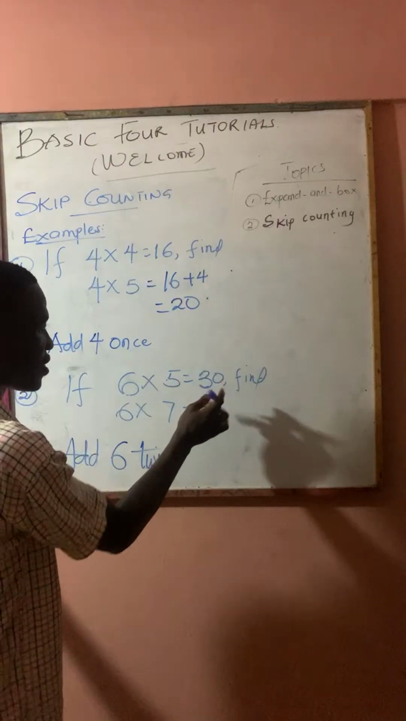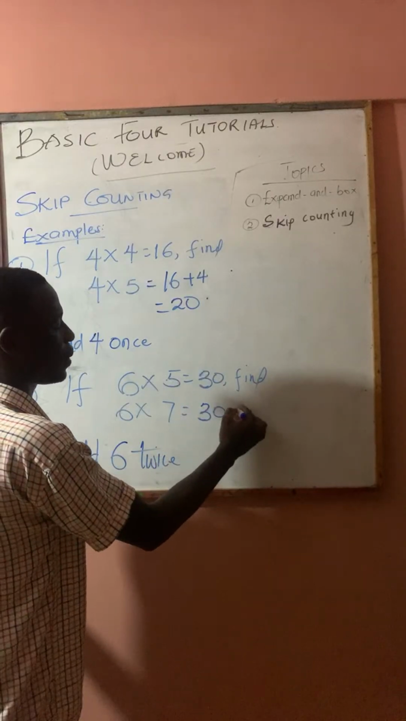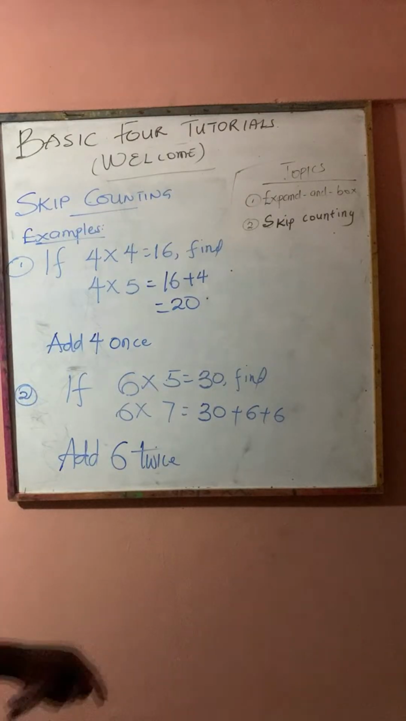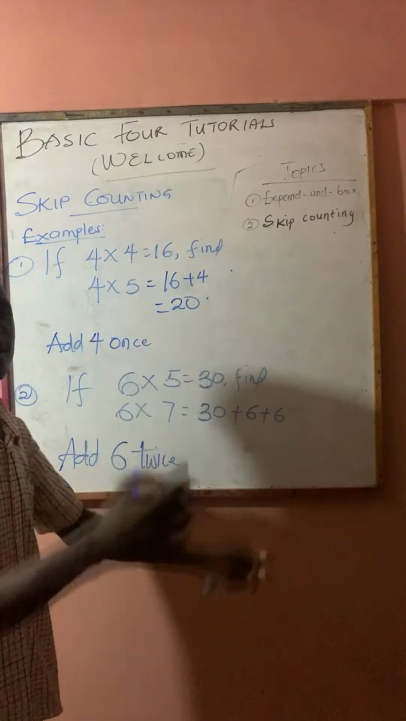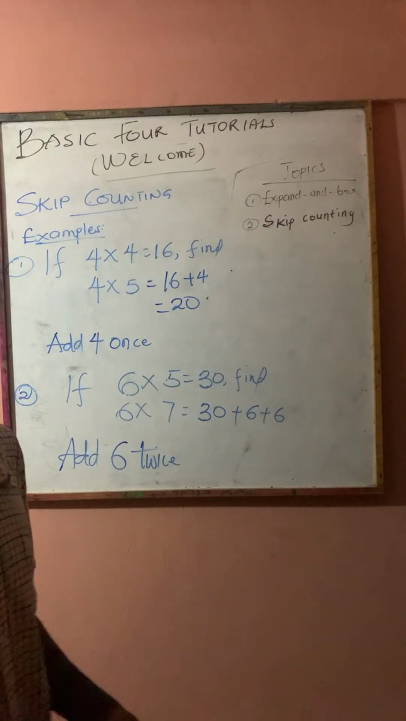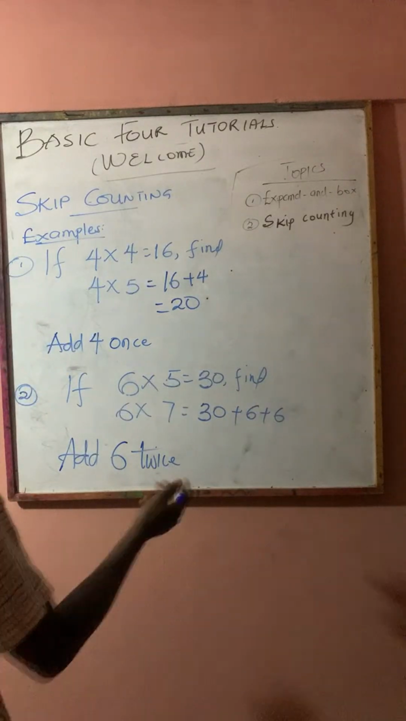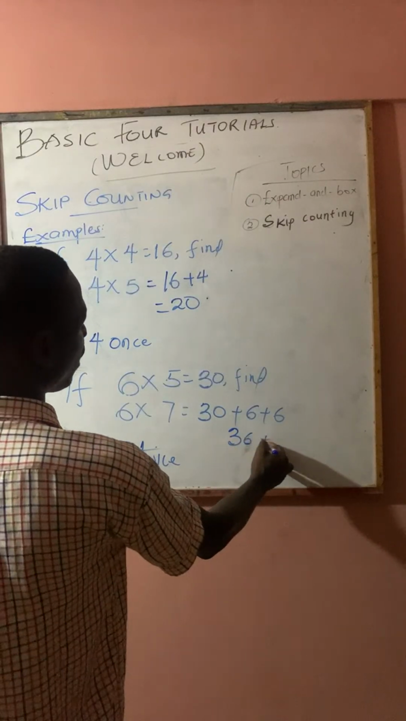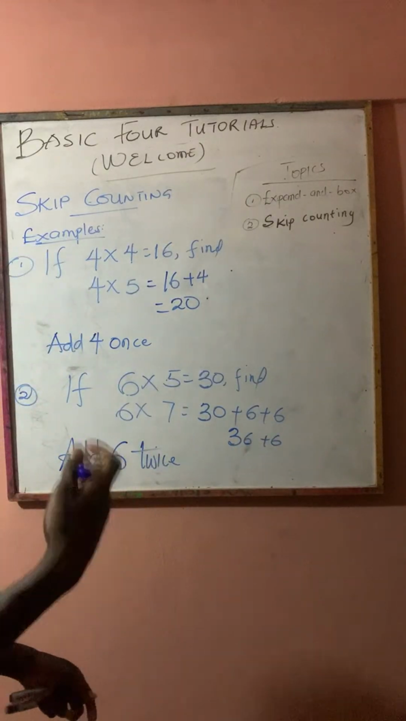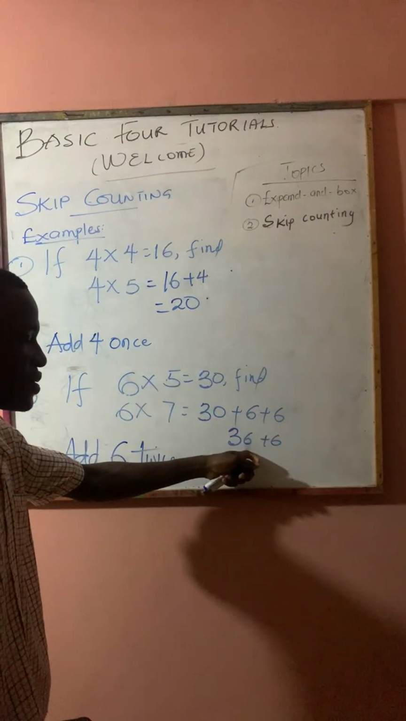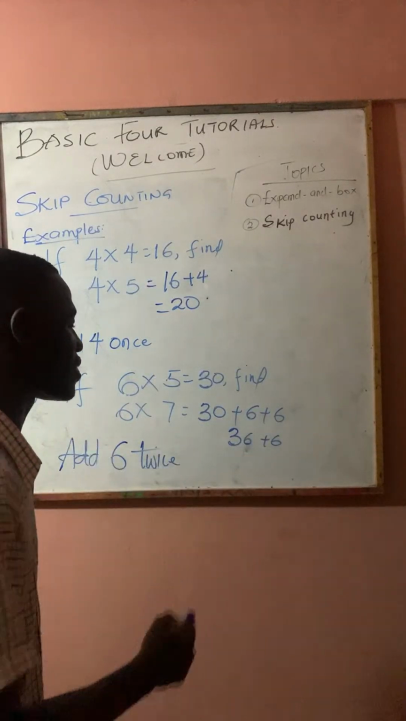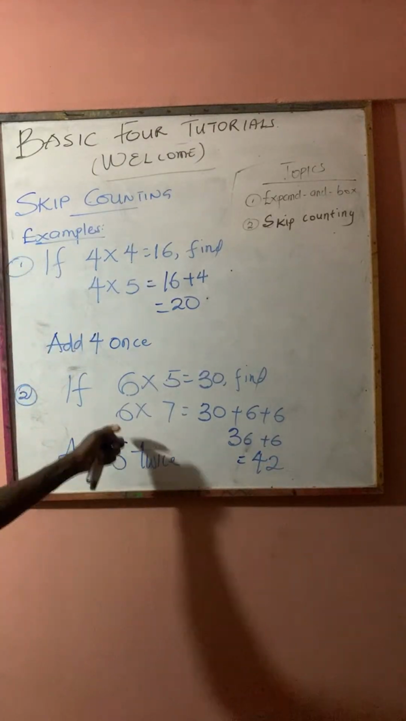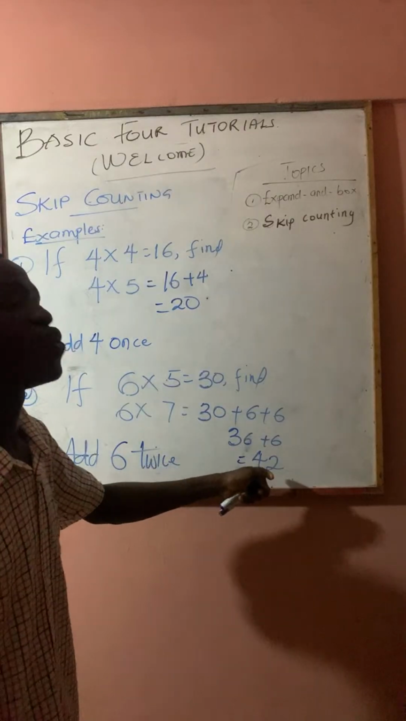So we are going to get 30 plus 6 plus 6, okay? Sorry that my shadow is overshadowing the work, but I still have to write. Now, 30 plus 6 gives us 36, then plus 6 again. But we are adding the 6 twice. So we add it once, we get 36, then we add it again. And 36 plus 6 is equal to 42. So that means that 6 times 7 is equal to 42.